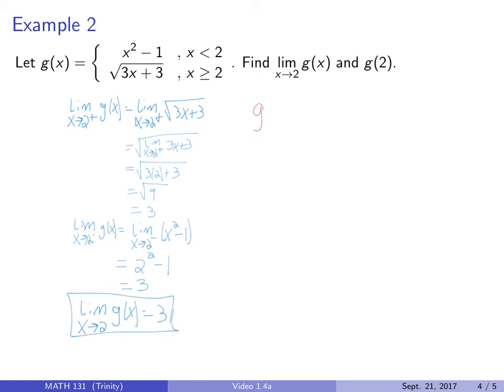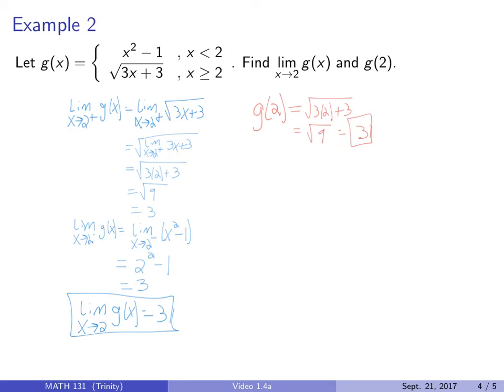Now let's compare that with the value of g of 2. Since this is a piecewise function, we need to see where we plug this in. So because we're looking at x equals 2, that will get plugged into the bottom part of this function. So g of 2 equals the square root of 3 times 2 plus 3, which equals the square root of 9, which equals 3. So in this example, we have that the limit as x approaches 2 of g of x and the value of g of 2 were equal to each other.